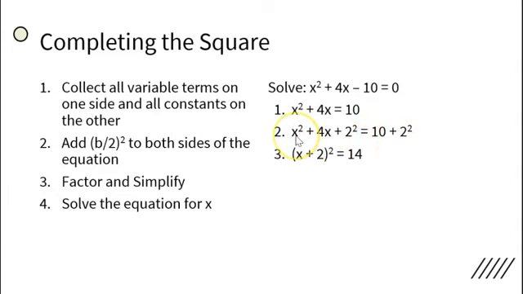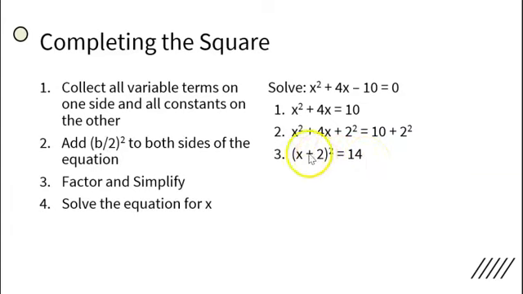Factored form looks like this. I keep the x from the first term, keep the sign from the middle term, and keep the 2 that was squared from the last term. Then you put it in parentheses, and then the whole thing is squared. And then I just calculated 10 plus 4 is 14. So that's the factoring and the simplifying.